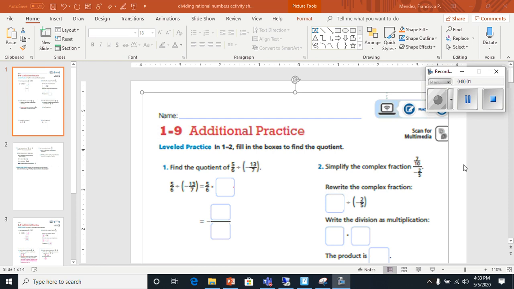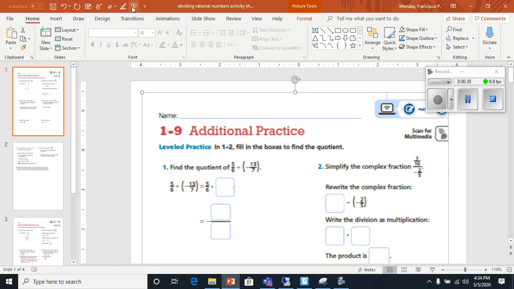All right, everybody, today we're going to be doing the additional practice for dividing rational numbers. Let's start with number one. We also got to remember to start with the rules for when we are doing rational numbers and dividing them.